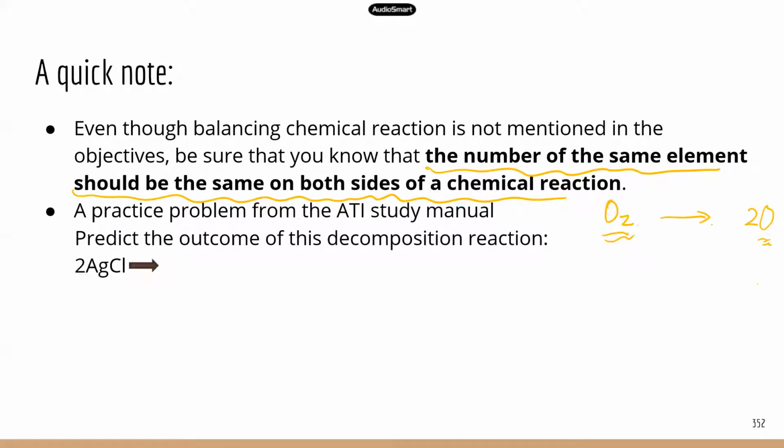So this is pretty much balancing chemical reactions, but since it's not listed in the objectives, I think it's less likely that you will be asked to balance chemical reactions. But it's still good to know this rule and to know that the number of the same elements or atoms should be the same on both sides of the chemical reaction.